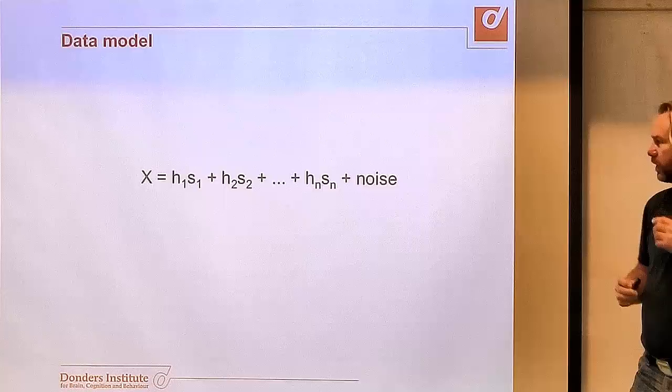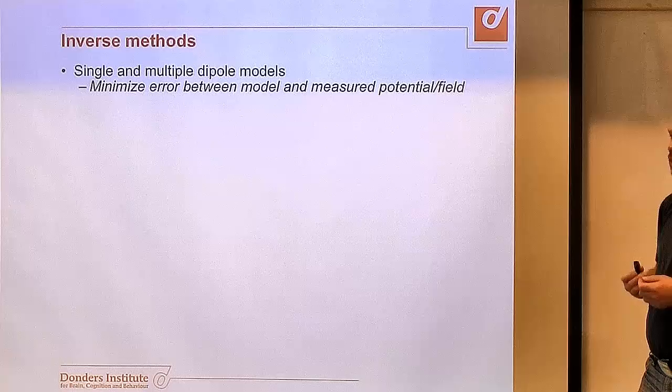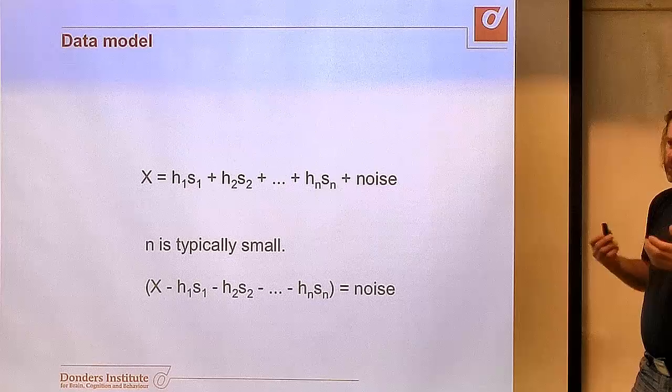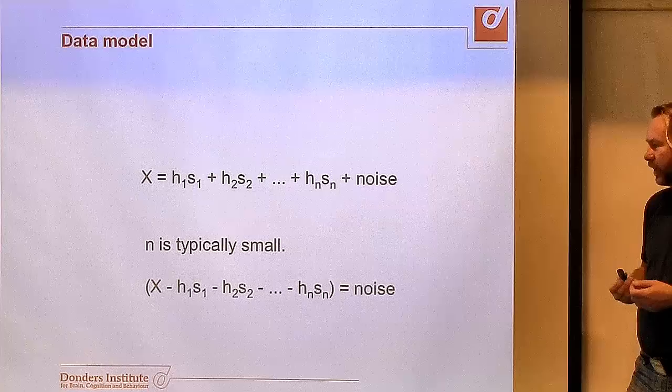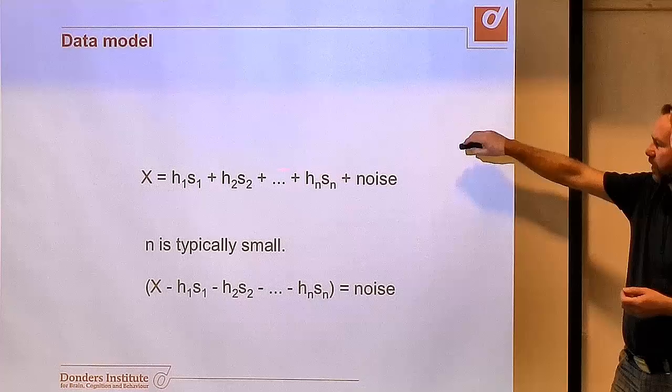What we assumed so far with single and multiple dipole models is that we want to minimize the error between the model and the measured potential. So we assume that we have a small number of sources. We have the data, and we want to make a model for this. It's not explaining the noise.